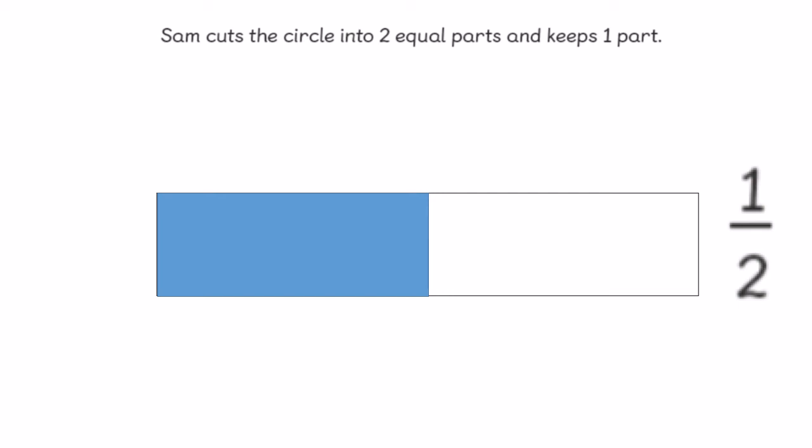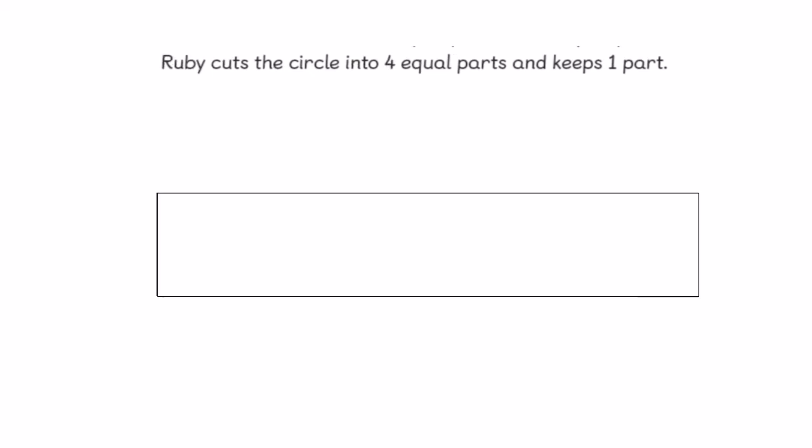Let's have a look now at Ruby's bar. Here is a bar to represent Ruby's circle. Ruby cut her circle into 4 equal parts. So I'm going to split the bar into 4 equal parts. Ruby kept one of those parts. So I'm going to shade one of my parts. Can you pause the video and draw Ruby's bar underneath Sam's? Then have a go at writing the fraction of the bar that Ruby kept.